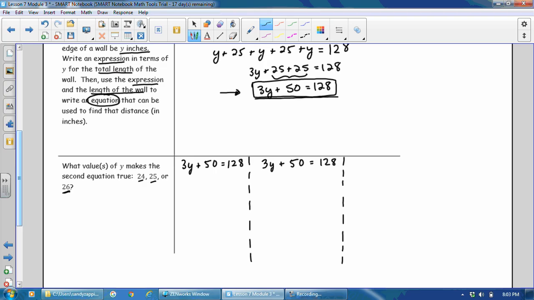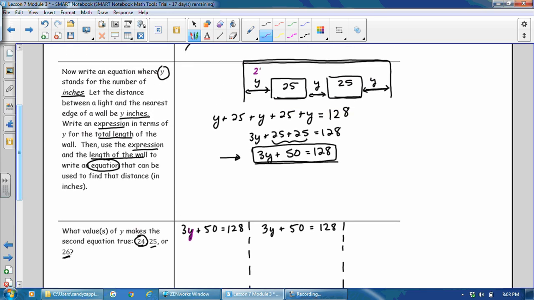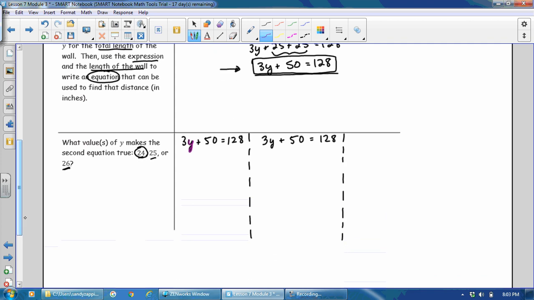Now it says to try 24 and see if that makes it true. So what I want to do is take y out, and I want to see if 24 inches is the answer. In other words, is this 24, 24, and 24? Would that total 128? So I'm going to substitute, take the y out, and put the 24 inches in. Add the 50 inches from the two lights and see if that equals 128.